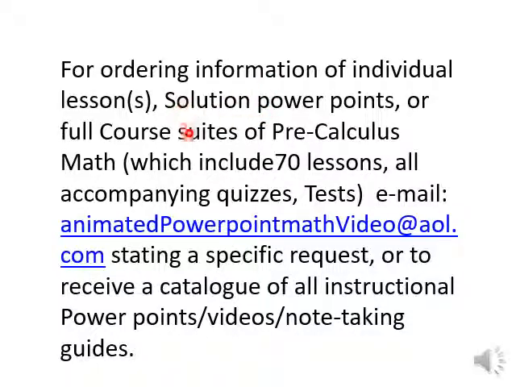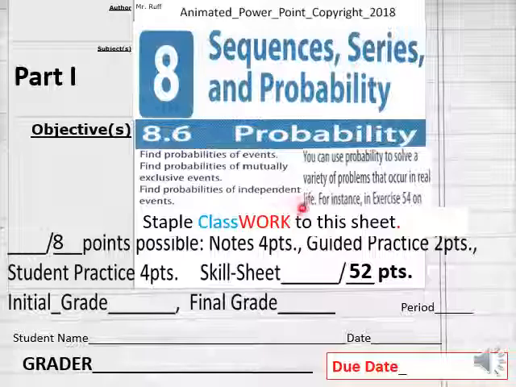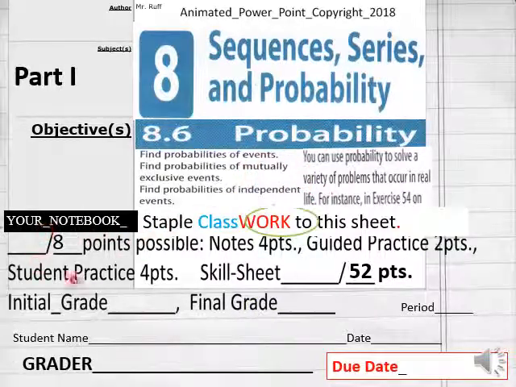Hello everybody, getting ready to do lesson 8.6 part 1, pre-calculus math today. For today's lesson in our notebook sheet, you have 8 points on your notebook guide and then 52 points on your classwork sheet. Have those out in front of you. Name, date, period. If you're online or you're a homeschooler, put your due date here.